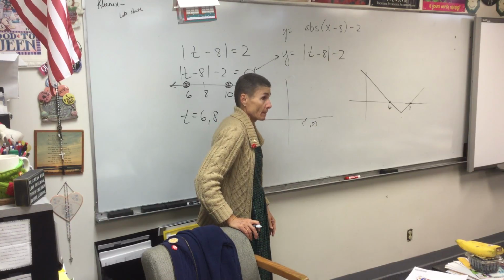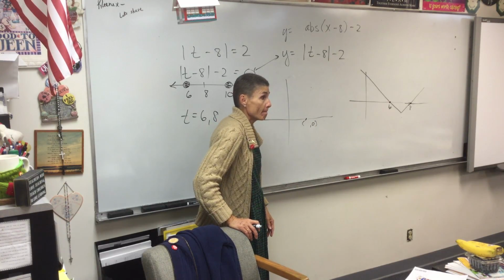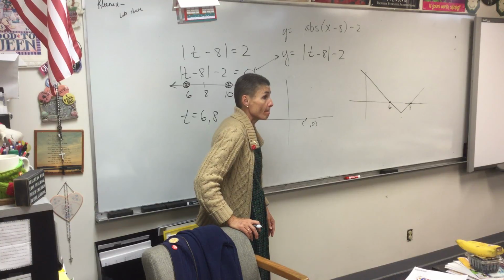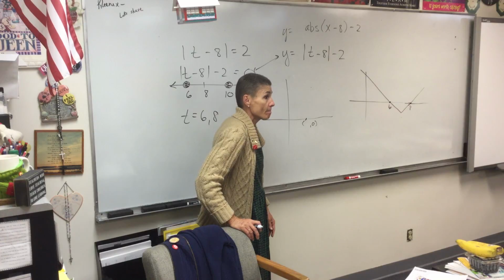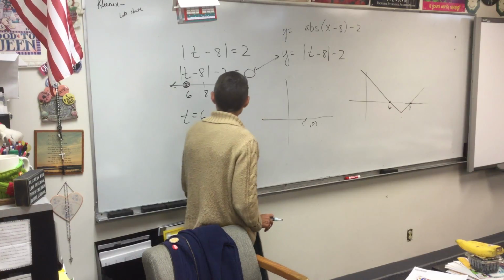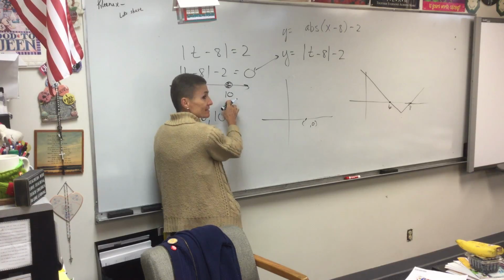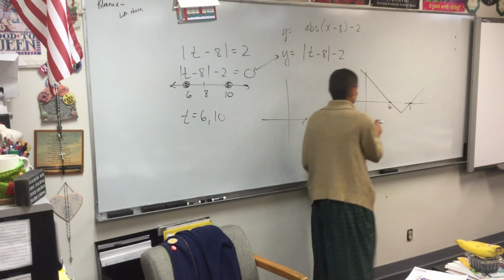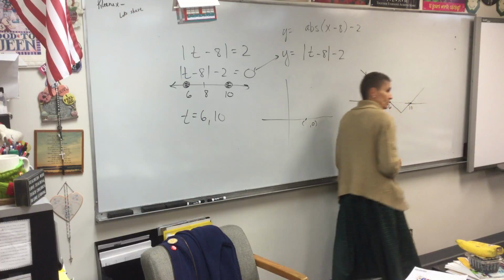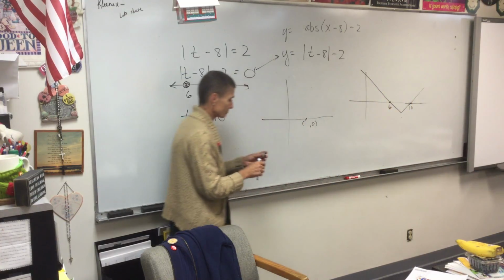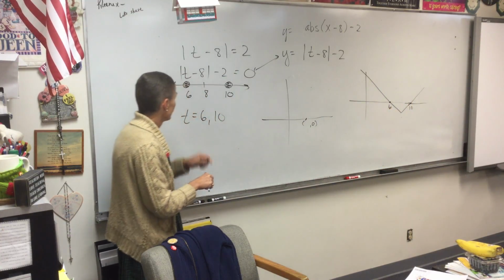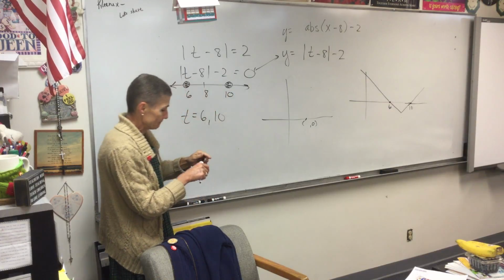Dylan? I did the absolute value of x minus 8 and then minus 2, and I got 6 and 10. I just wrote down 6. I got 6 and 10 too. I wrote down the wrong thing. Yeah, that's what you should get, 6 and 10. Where the dots are is the answer. Okay, thank you.